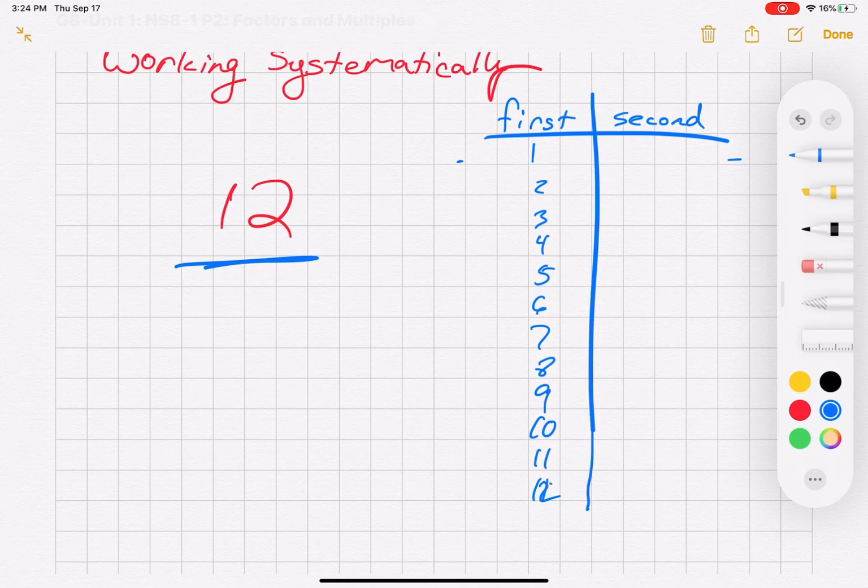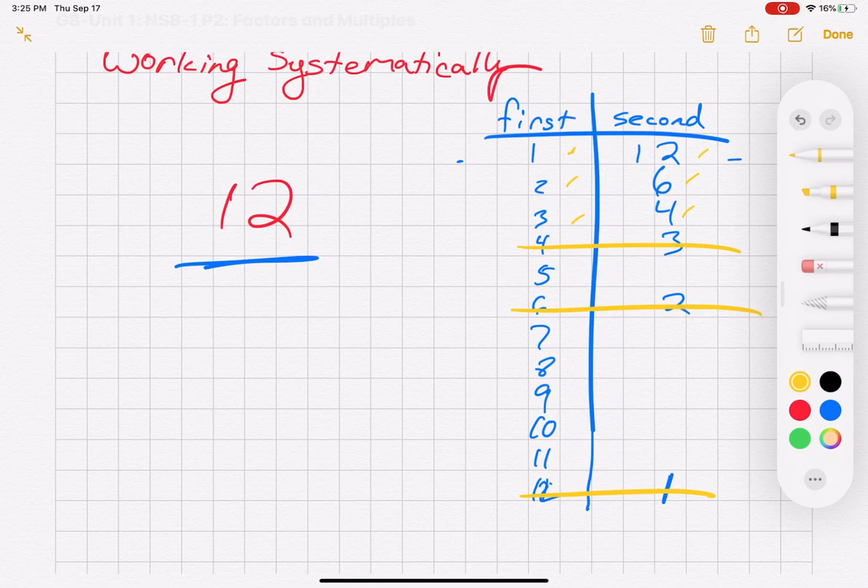So 1 times 12, 2 times 6, 3 times 4, 4 times 3, 5 doesn't work, 6 times 2, 7 doesn't work, 8 doesn't work, 9 doesn't work, 10 doesn't work, 11 doesn't work, and then 12 times 1. Now I look to see which ones are duplicated. So 1 times 12, I don't need that one. 2 times 6, and 4 times 3, so I don't need those ones. So the factors that I need to list are 1, 2, 3, 4, 6, and 12.